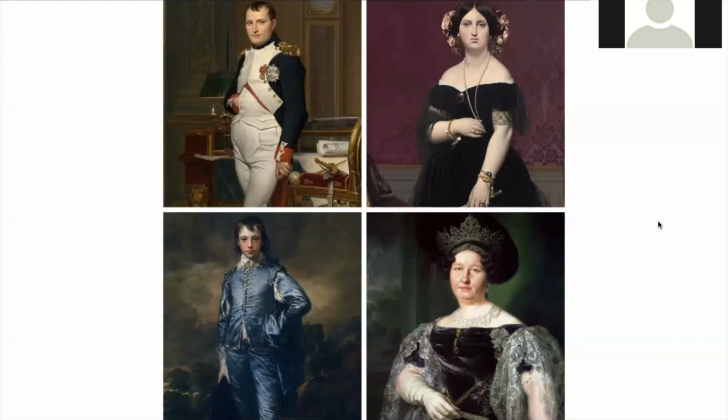On the bottom left is a portrait by Thomas Gainsborough, probably his most famous portrait, often referred to as the Blue Boy. And on the bottom right, another great painter of the day was Francisco Goya. Next slide.